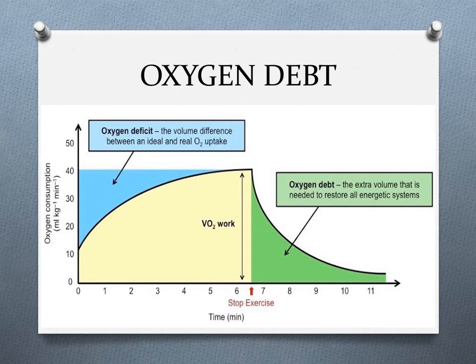The extra volume that is needed to restore all energetic systems is called oxygen debt. The amount of extra oxygen consumed is called oxygen debt, and it is proportionate to the extent to which energy demand during exercise exceeded the capacity of anaerobic synthesis of energy stores. Oxygen debt can be measured experimentally by determining oxygen consumption after exercise until constant basal consumption is reached, and then subtracting the basal oxygen consumption from the total oxygen consumed during this period.